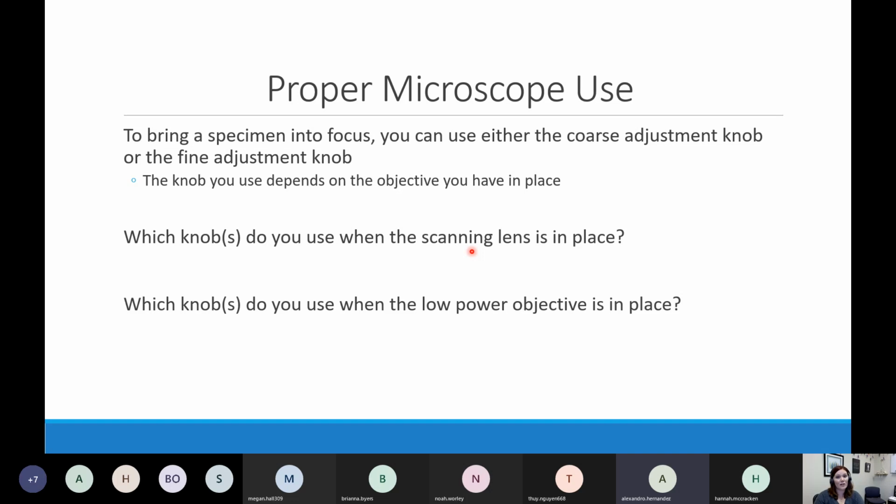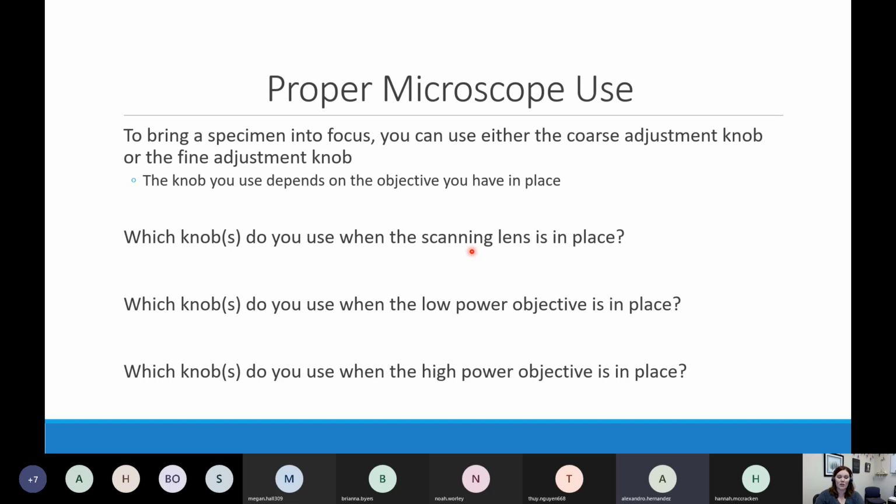But when I get to the low power objective, or especially when I get to the high power objective, which ones can I use at this point? When the yellow or the blue is pointing down? Coarse, fine, or both? If yellow and blue are pointing down. Exactly. I can only use the fine adjustment knob.